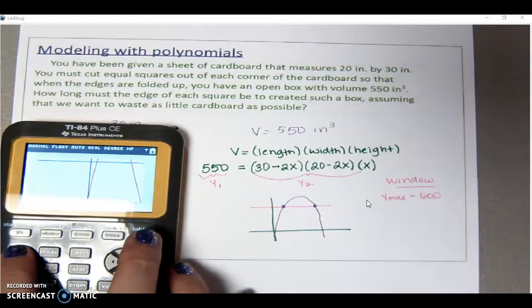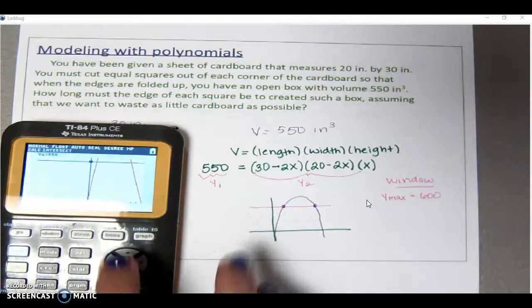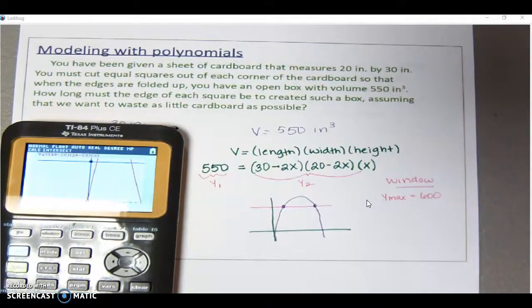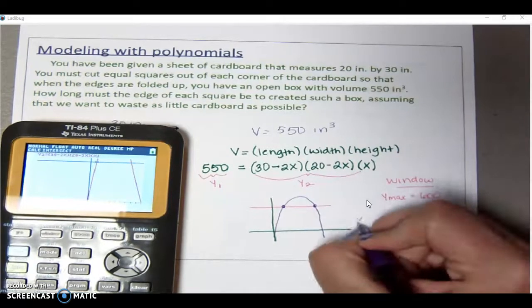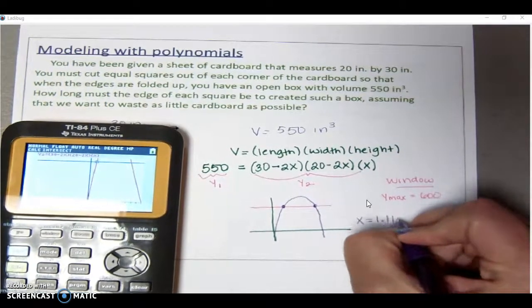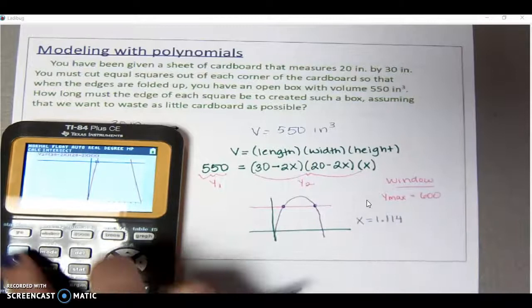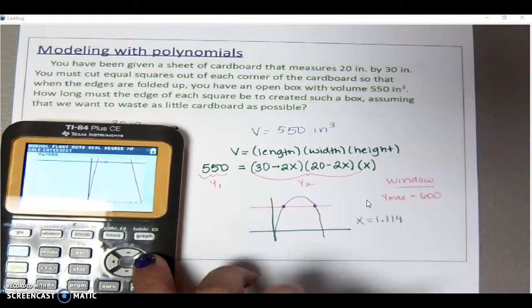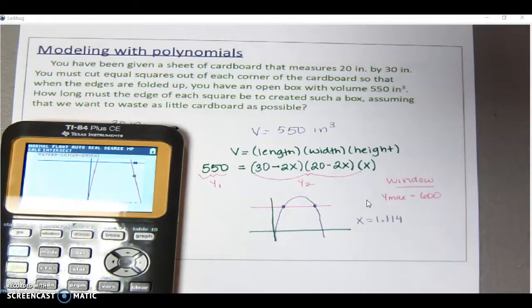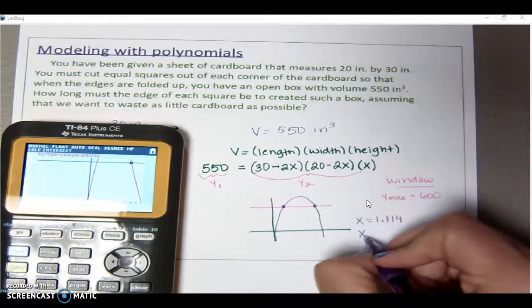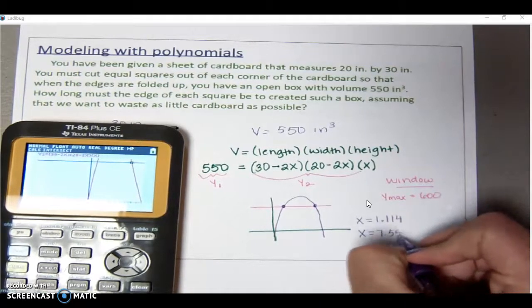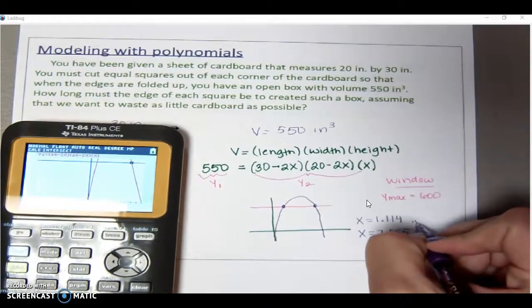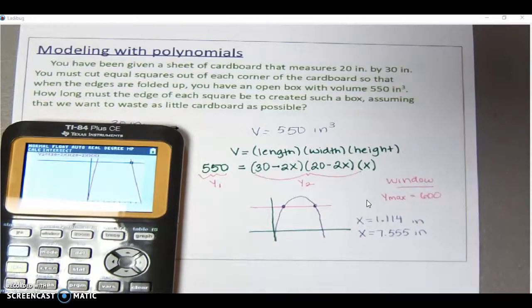So we're going to do second trace intersect. I'm going to hit enter 3 times. So one value that we get is 1.114. Then we're going to do it again. Second trace intersect, move it closer to the point, and then hit enter 3 times. These are both inches.